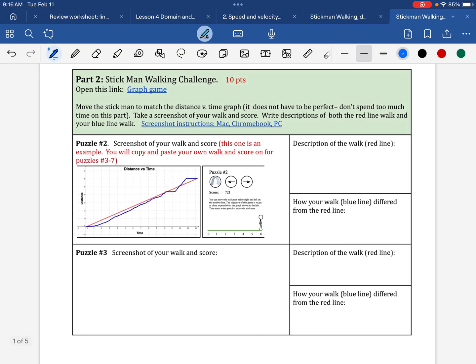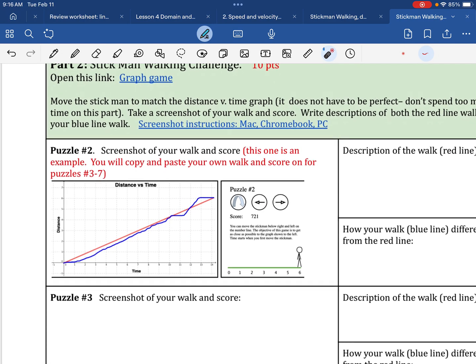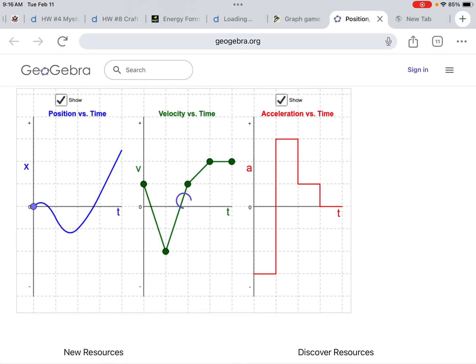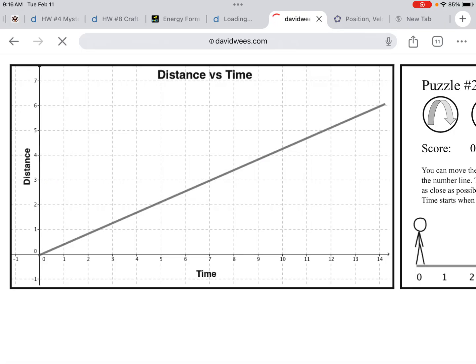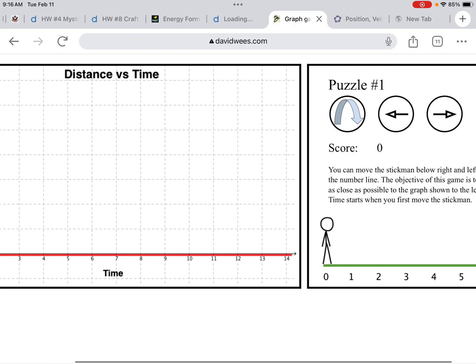For this part of the virtual lab, you're going to open this link here, and it's going to take you to a screen that looks like this, and the screen that it will take you to will just have the red line. Here, I'll show you what it looks like here. There it is. So it'll take you to puzzle number 1.